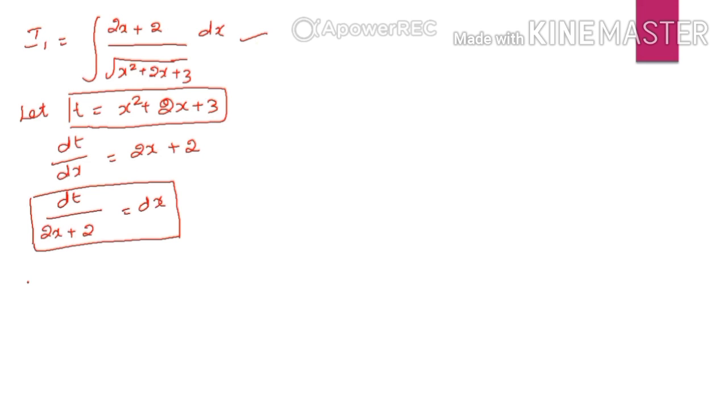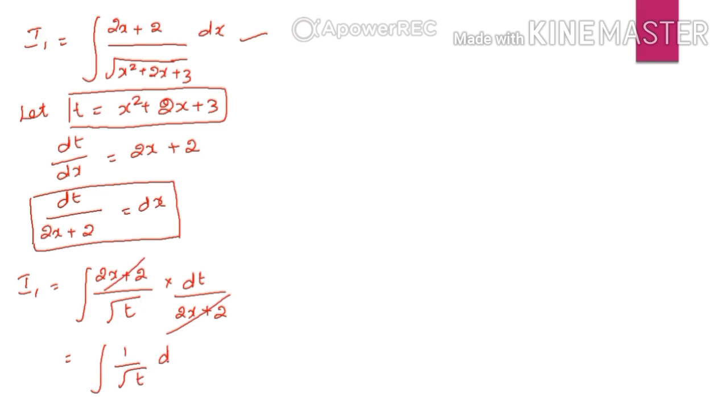So we are going to substitute in I1. I1 becomes integral 2x plus 2 as it is, divided by square root of t, and dx value is dt divided by 2x plus 2. So 2x plus 2 gets cancelled, and we are left with the integral 1 divided by root t dt. This is equal to integral 1 divided by t power half. When it comes to the numerator it becomes t power minus half.